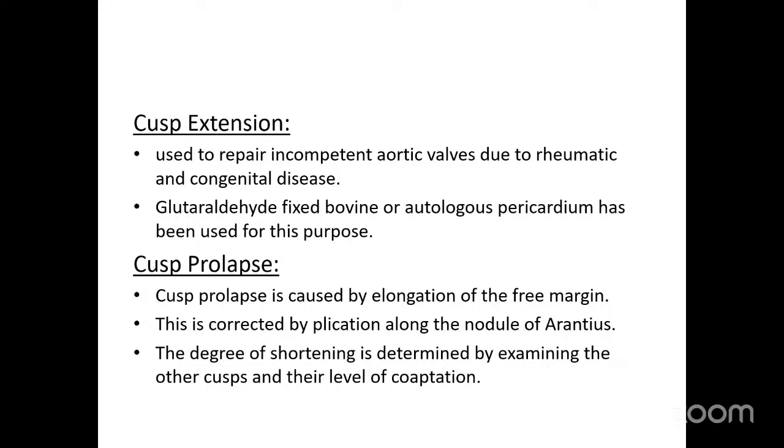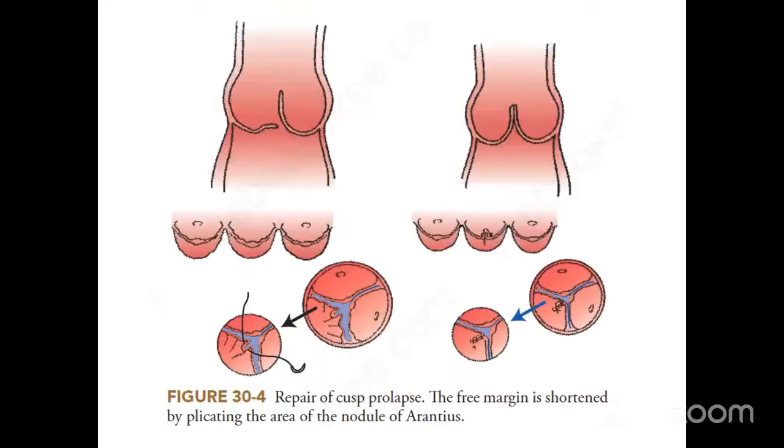Cusp prolapse. Cusp prolapse is caused by elongation of the free margin. This is corrected by plication along the nodule of Arantius. The degree of shortening is determined by examining the other cusps and the level of coaptation of the cusps together. As you can see here, this is a picture depicting the non-coronary cusp. There is a prolapse on the cusp, and the free margin is shortened by plicating the area of the nodule of Arantius, as you can see here.